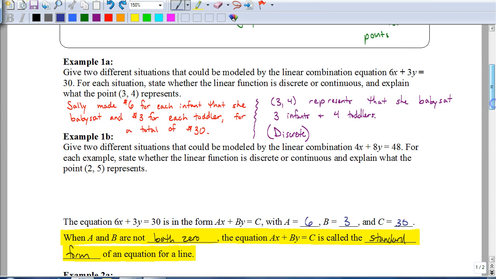So why don't you see if you can come up with your own example for the next situation, 4x plus 8y equals 48. And again, name it discrete or continuous and explain what the point (2, 5) represents. Now obviously I'm going to come up with something different, but at least why don't you pause the video, think about it, see what you can come up with on your own.